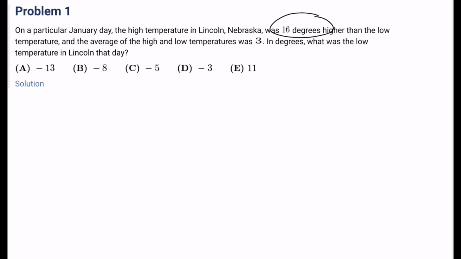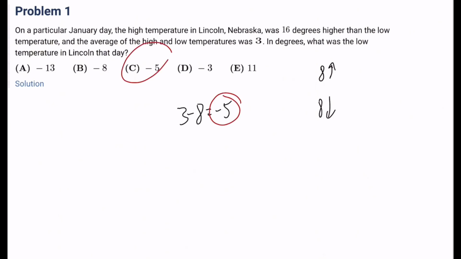Okay, since it was 16 degrees higher, that is the difference between the high and low temperature, so the high was 8 up from the average, and the low was 8 down from the average. We want the low temperature, so it's 8 down from the average, which is 3 minus 8, which is minus 5, and that's our answer, it's C.